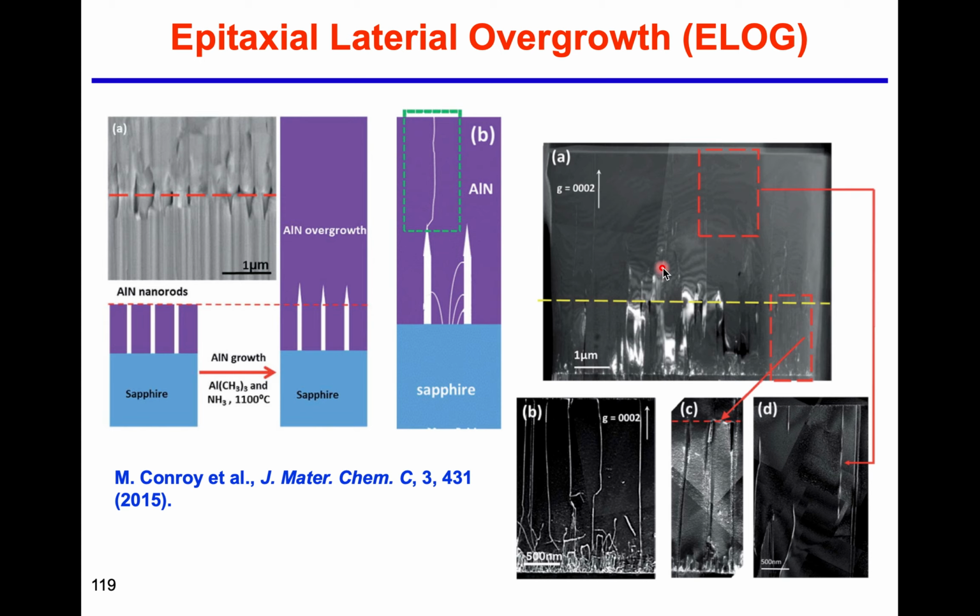Okay. So as you can see here, we have ELOG. ELOG is for this narrow rod here. When we grow on this area, we can see there are not very many dislocations. On the other hand, for the substrate without ELOG, you can see lots of dislocations.